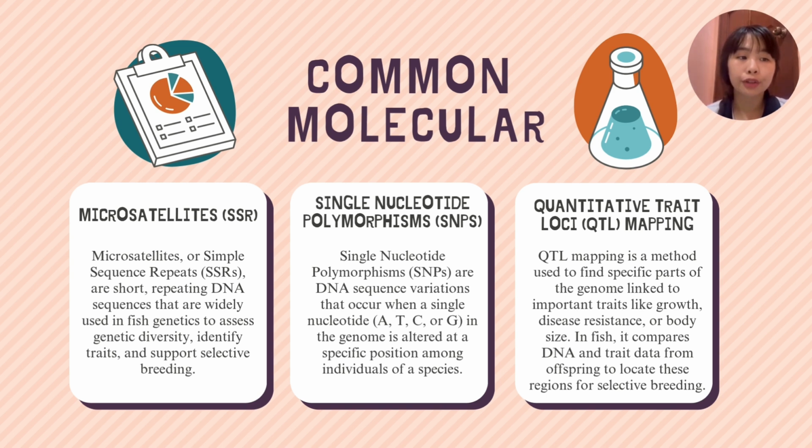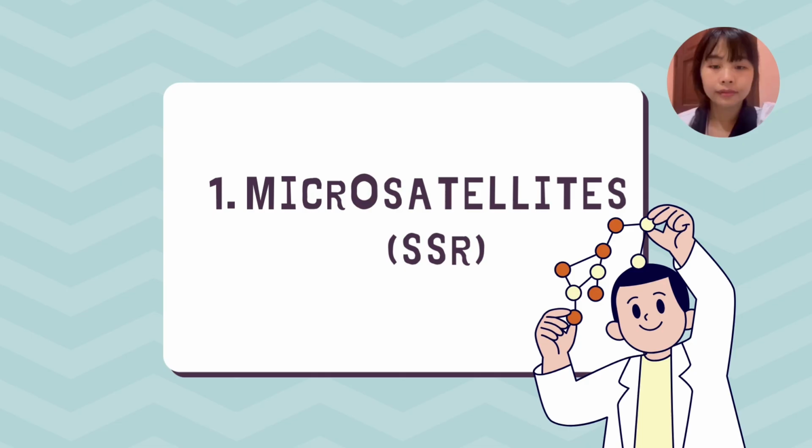The second type is single nucleotide polymorphisms, SNPs. They are DNA sequence variations that occur when a single nucleotide, which is A, T, C, or G in the genome, is altered at a specific position among individuals or species. The third is quantitative trait loci mapping, which is QTL. It is a method used to find specific parts of the genome linked to important traits like growth, disease resistance, or body size. In fish, it compares DNA and trait data from offspring to locate these regions for selective breeding. So we will go to the first, microsatellite, which is SSR.